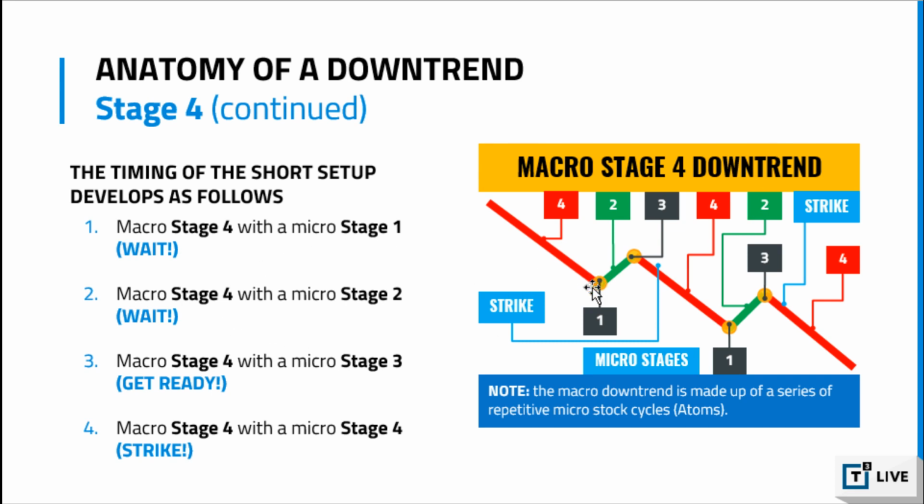But while it's starting to pivot to go up, you want to wait. You don't want to do anything yet. Macro stage 4 with the micro stage 2, stock is moving up. You want to stalk it, but wait. Macro stage 4, downtrend with a micro stage 3, get ready. And then macro stage 4 with a micro stage 4, strike.